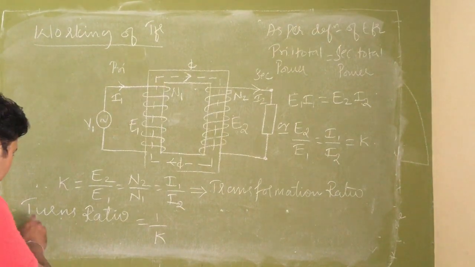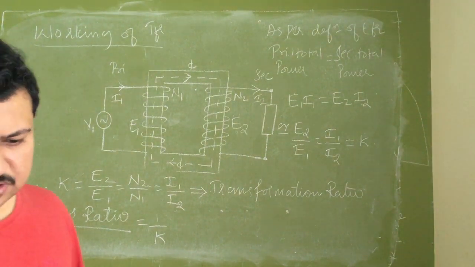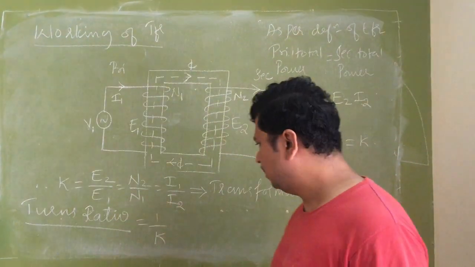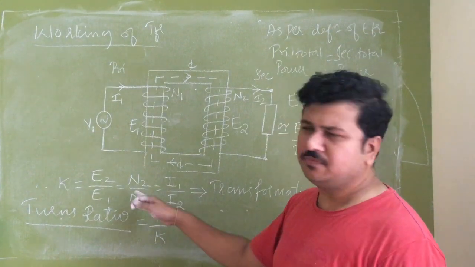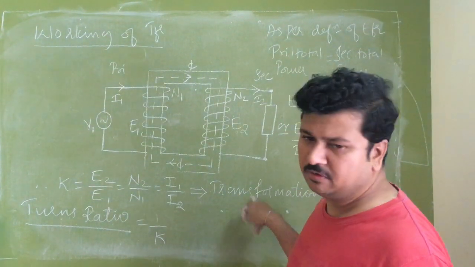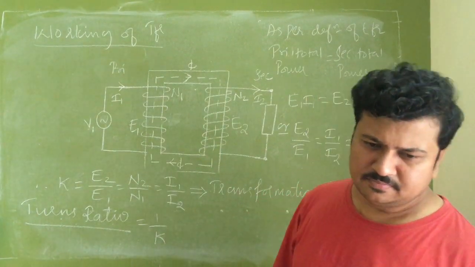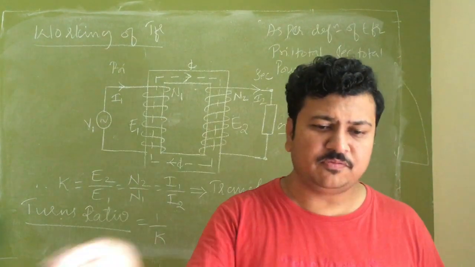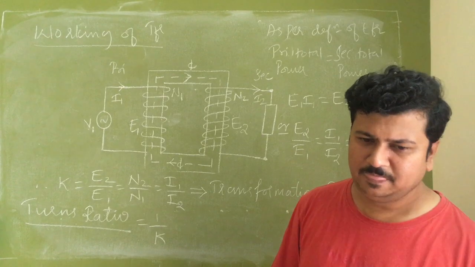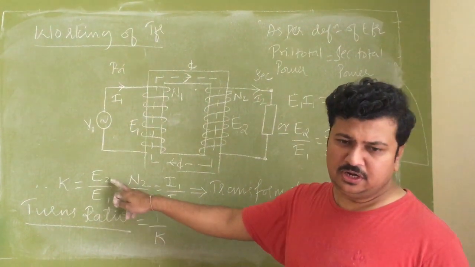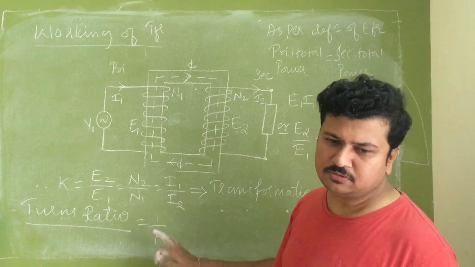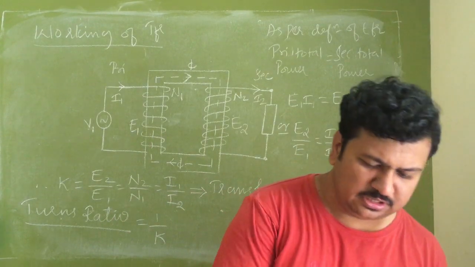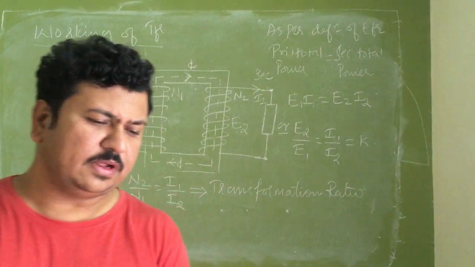So turns ratio and transformation ratio are different. In many books, turns ratio and transformation ratio are taken as the same, but that is not correct. Turns ratio is always the reciprocal of the transformation ratio. The transformation ratio is always secondary to primary voltage. That will give us how much voltage is transferred to the secondary from the primary. So this is always equal to E2 by E1, which equals N2 by N1 and I1 by I2. This is the transformation ratio, this is the turns ratio. So this is about the working principle of the transformer.